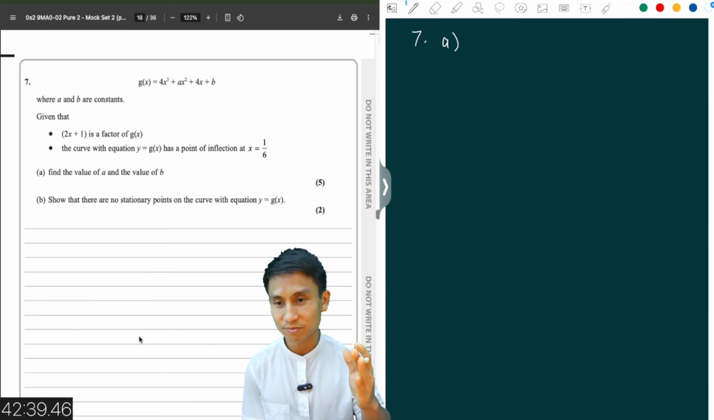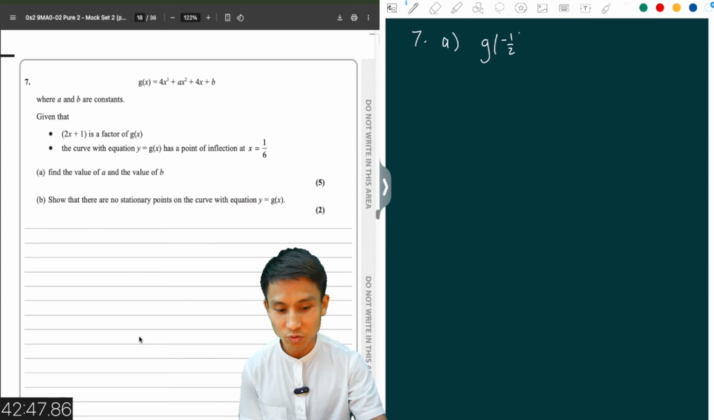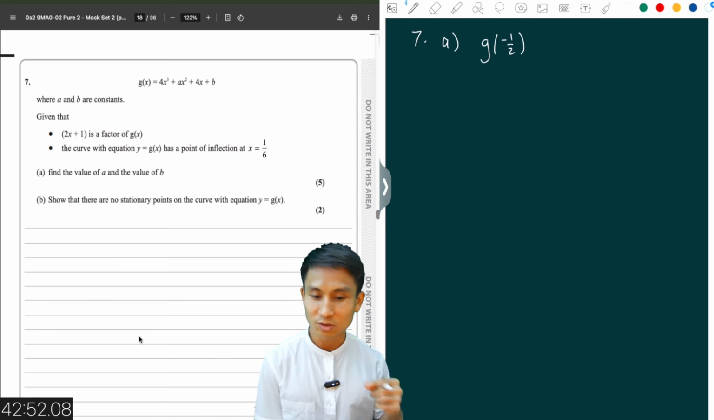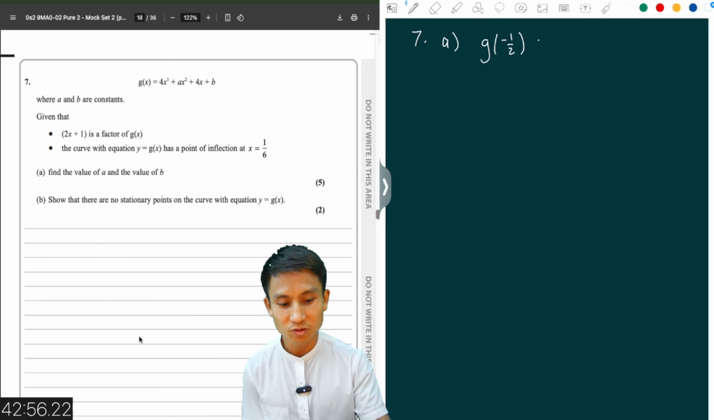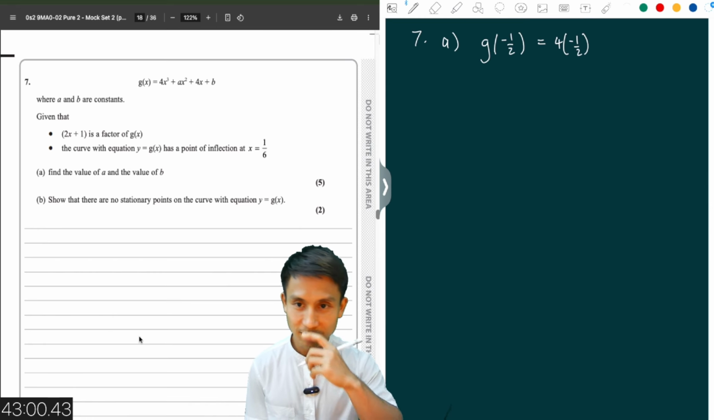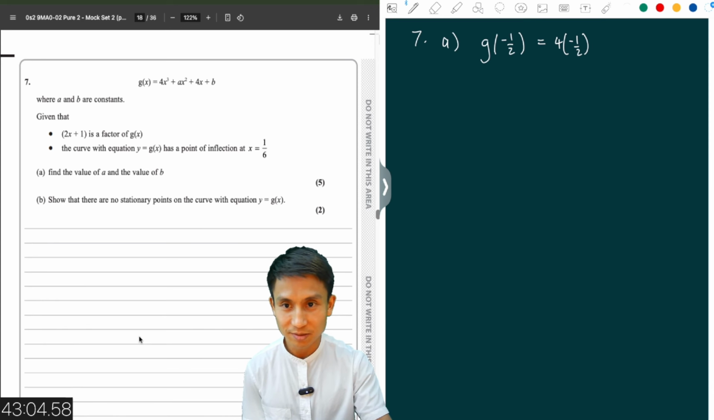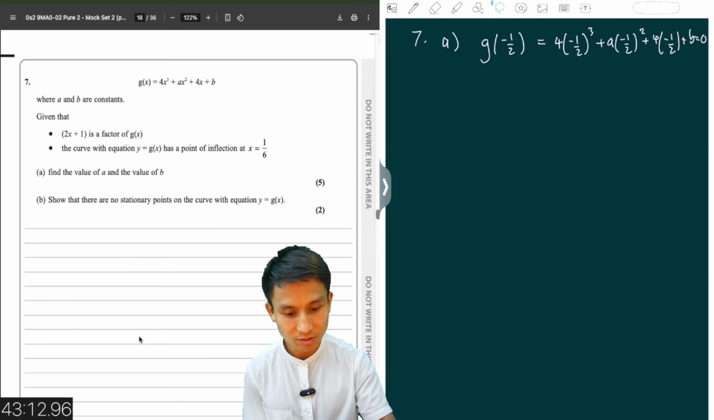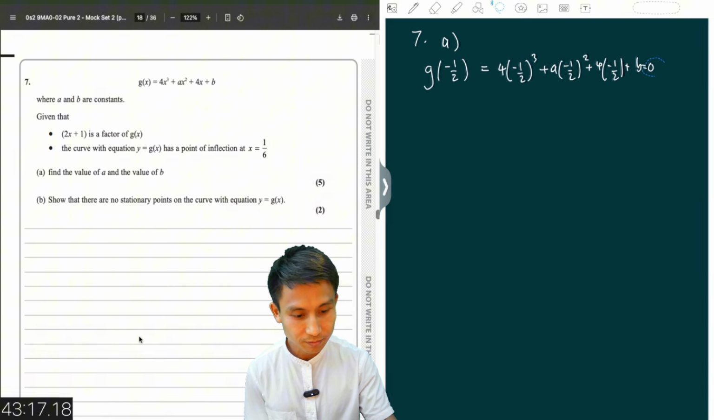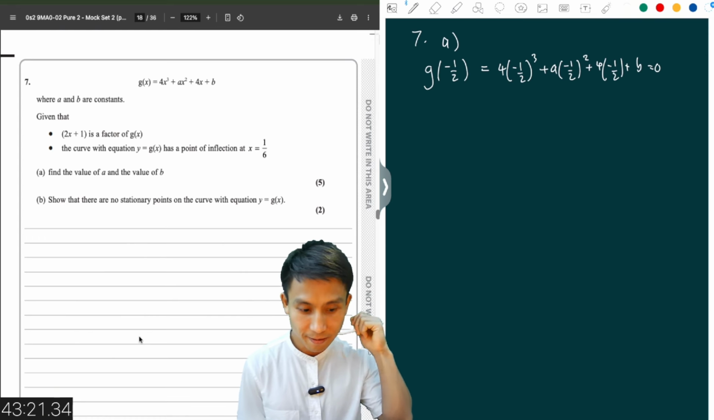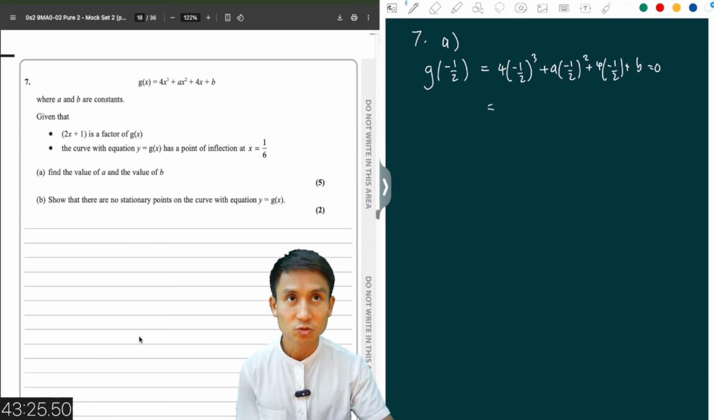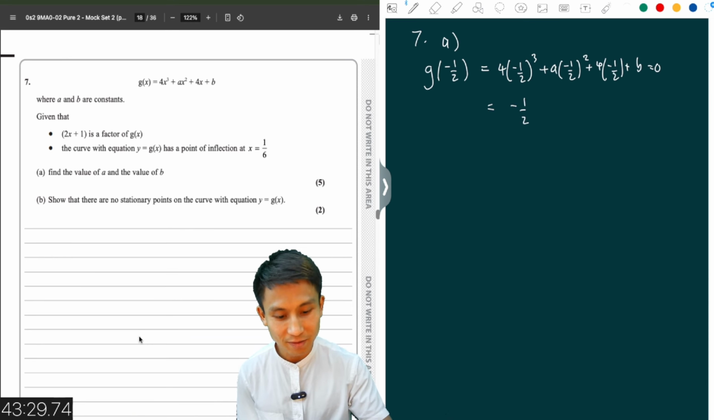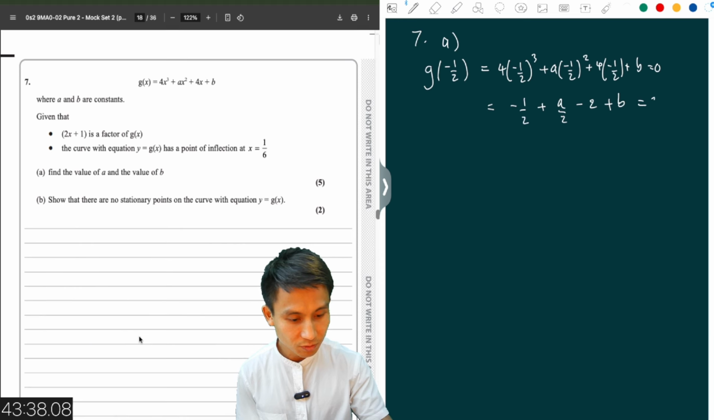First we use the factor theorem because we've got 2x plus 1 as a linear factor. So the critical value would be minus 1 over 2. You equate 2x plus 1 to 0 and solve for x. Then you sub that into the g(x) function, and it should equal 0. So this is 4 times minus 1/2 cubed plus a times minus 1/2 squared plus 4 times minus 1/2 plus b equals 0. Checking the substitution, that's fine. Minus 1 over 2 to the power of 3 is minus 1 over 8, so that's minus 1/2, plus a over 4, minus 2, plus b equals 0.